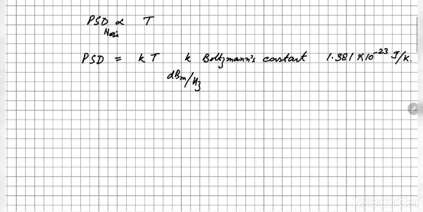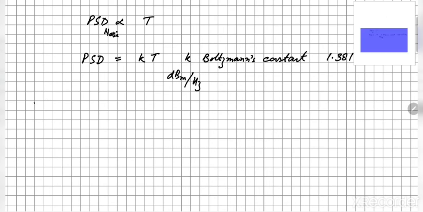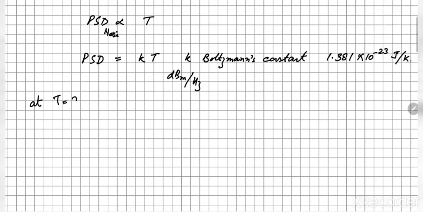At a value of 290 Kelvin, which is considered as the standard room temperature, this evaluates to a power spectral density of thermal noise being minus 174 dBm per hertz.